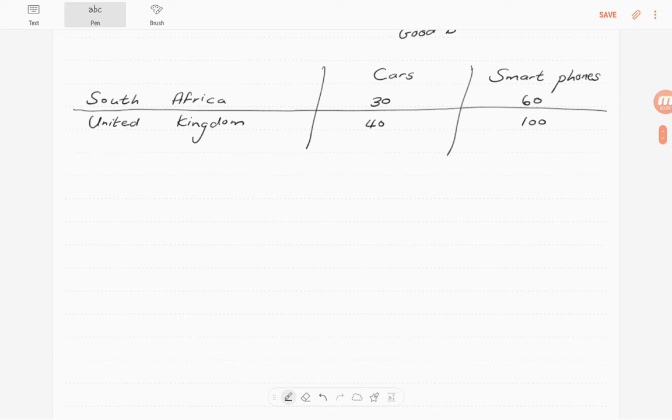So let's assume we have the two countries, South Africa and the United Kingdom. Between them, they trade cars and smartphones. The first thing to note is that the United Kingdom has an absolute advantage in cars and smartphones. Relative to South Africa, it produces 100 smartphones using all of its factors of production efficiently and fully, where South Africa can only produce 60 smartphones. As for cars, the United Kingdom can produce 40 cars relative to South Africa's 30 cars.